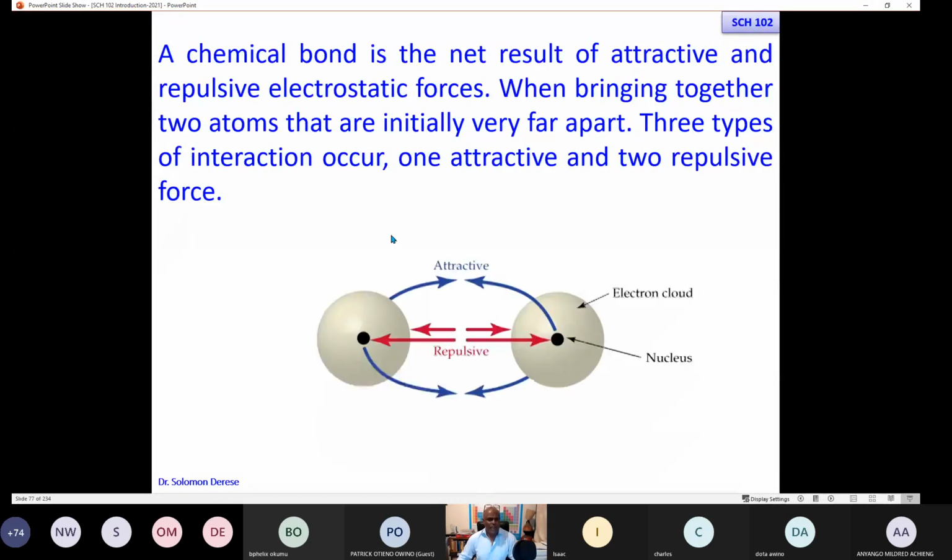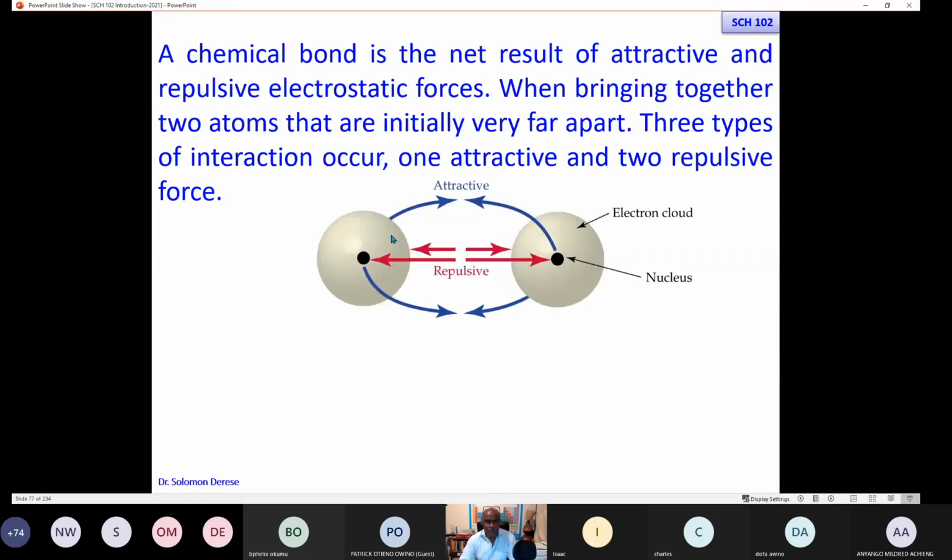So when you have a chemical bond between two elements, like this element and this element have formed a chemical bond between each other, this chemical bonding formed between the two atoms is the net result of attractive and repulsive electrostatic forces. So let's just assume we have this atom.